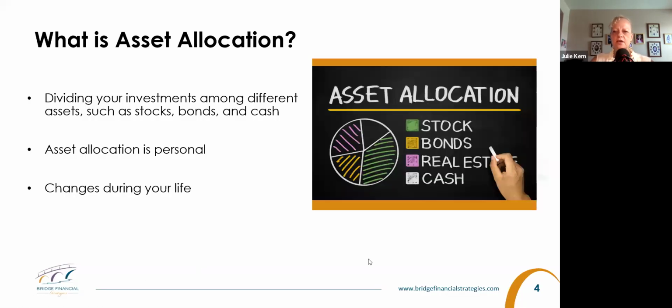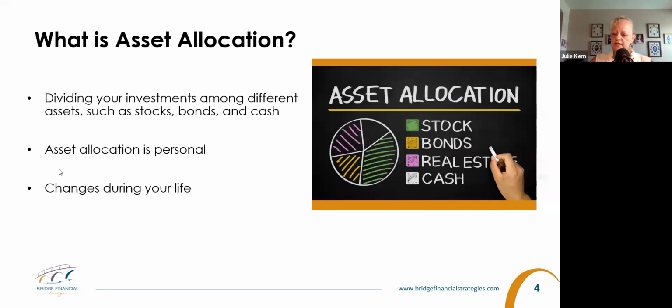Okay, so let's talk a bit now about what is asset allocation. What do we mean about that? So, asset allocation is dividing your investments among different assets, such as stocks, bonds, and cash. So, we do this at what we call a big picture level. And then we also have a more detailed asset allocation within the stocks and within the bonds.